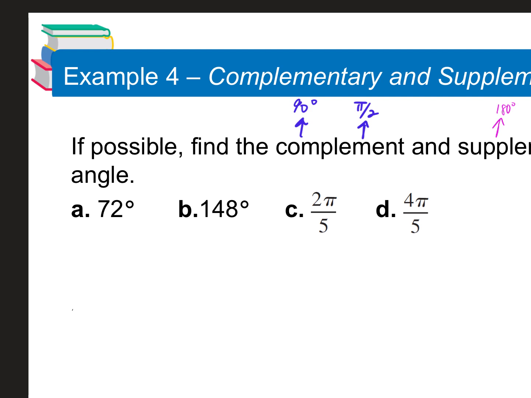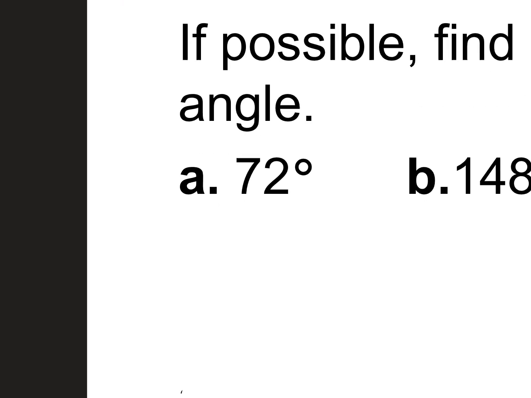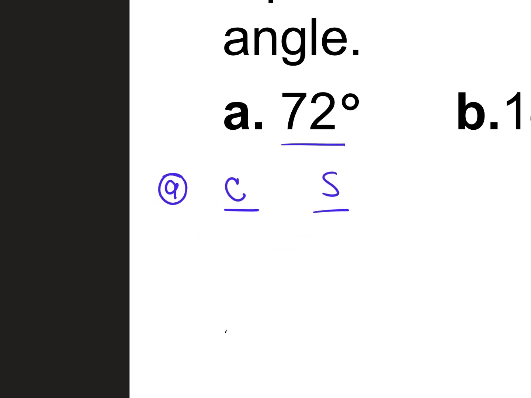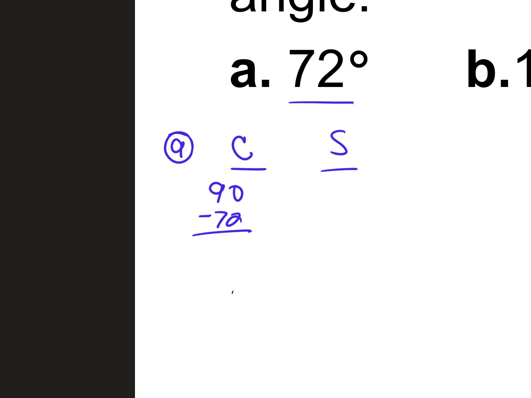So when you are figuring out if they have a supplement or a complement, this is how it has to work. So I'm going to take letter A. My angle is 72 degrees. We're going to find out if there's a complement or a supplement. This is exactly what I need to see from you guys. What does complement mean? What's the total? 90. The 90 has to go first. So you're going to say 90 minus 72 equals what? 18 degrees.